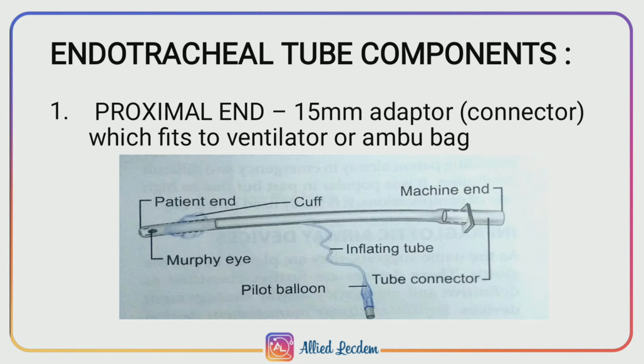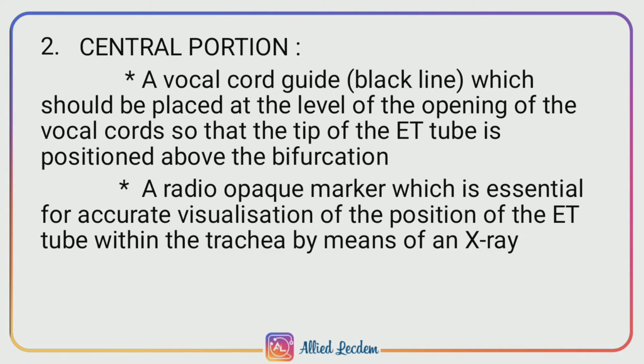Endotracheal tube components. An ET tube has a patient end, a machine end, a Murphy's eye, a cuff, an inflating tube, and a tube connector. When the pilot balloon is inflated, the cuff present at the patient end also gets inflated, which will prevent aspiration of any gastric content into the airway. The central portion has a vocal cord guide, which should be placed at the level of the opening of the vocal cords so that the tip of the ET tube is positioned above the bifurcation.